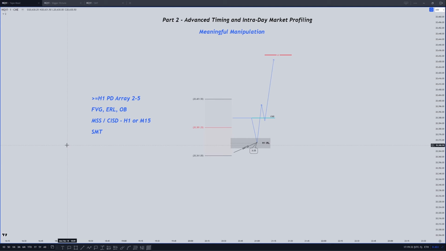I hope this makes sense, and it removes some of the skepticism as to what timeframes we need to look for and what we need to qualify as meaningful manipulation.